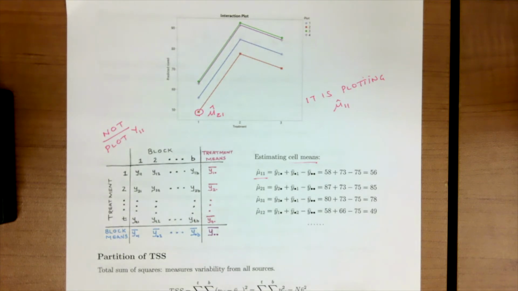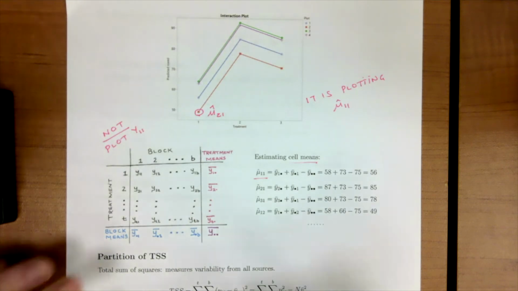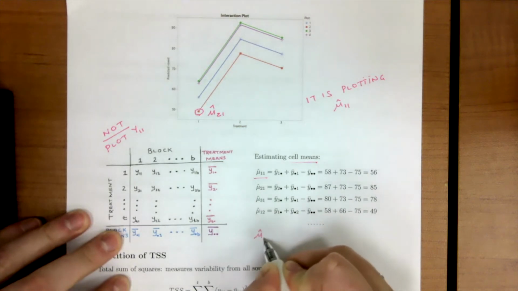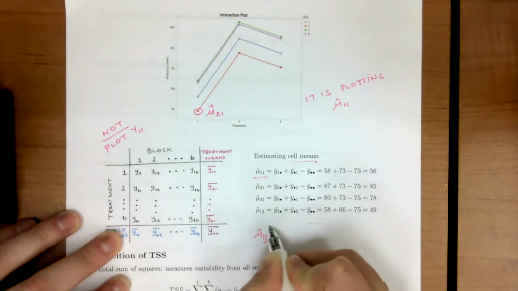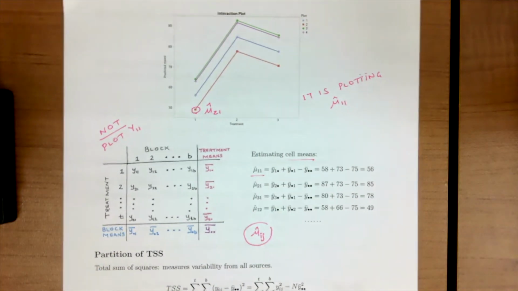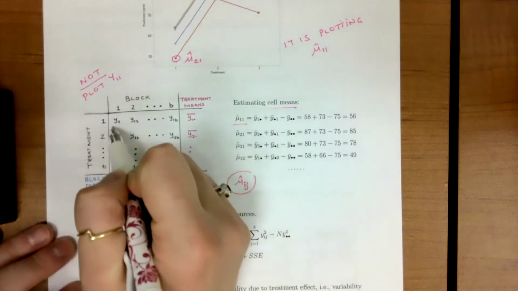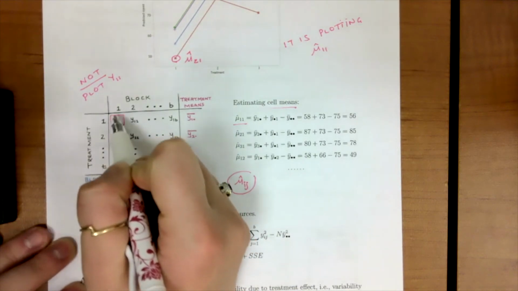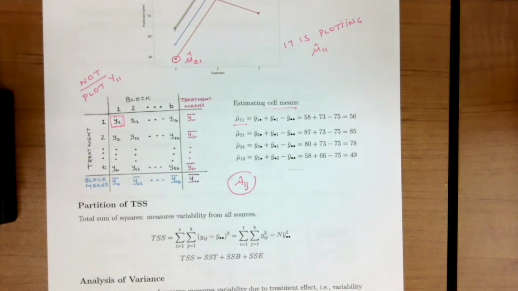So the interesting aspect, though, that I want to bring up with our mu hat ij's, because again, this is what we're plotting in our interaction, is that the cell that we're trying to estimate only has one data point. So there isn't really anything to average over. I mean, I guess you could average over 1 point, but it's still that 1 point, and it's not an average because an average requires summing and then dividing by a number. And so we don't have replicates.